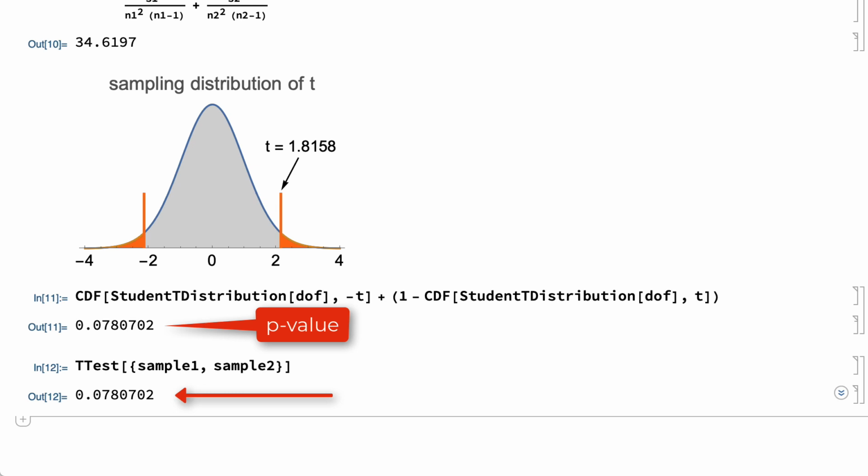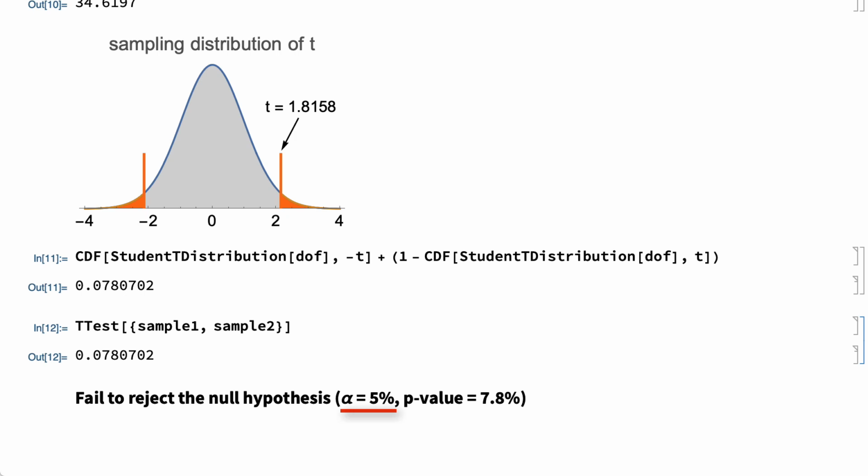This p-value is about 7.8%, which means that there is a 7.8% chance of getting a difference of sample means that is as big or bigger than the difference between the means of the two collected samples, even if the null hypothesis is correct. This p-value can be interpreted by choosing a level of significance alpha and comparing the p-value with alpha. With alpha equals 5%, for example, and a p-value of 7.8%, the conclusion is that the null hypothesis is not rejected, since the p-value is bigger than alpha.